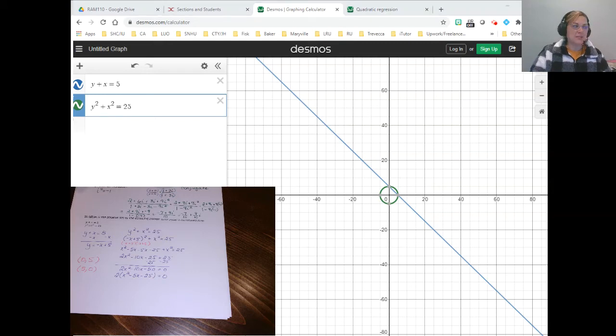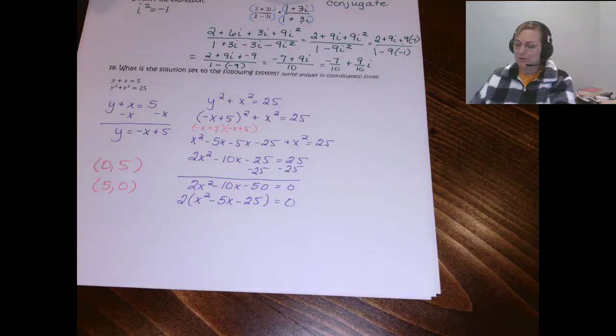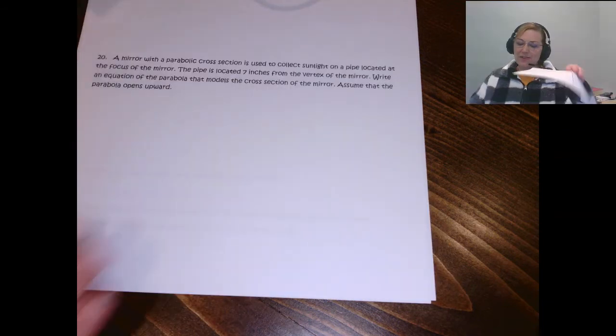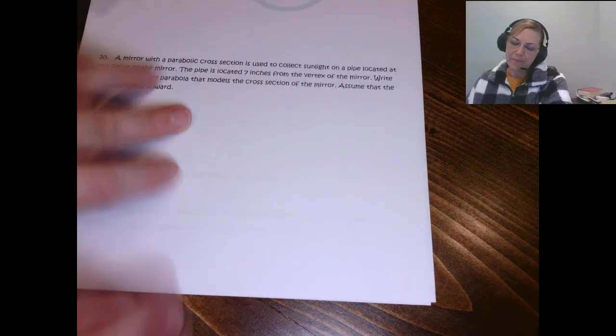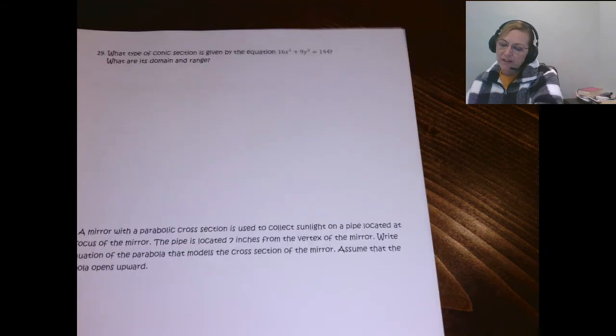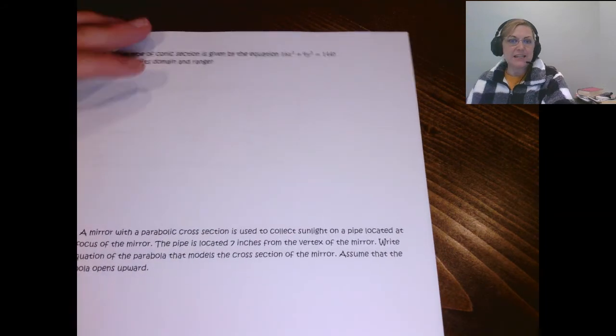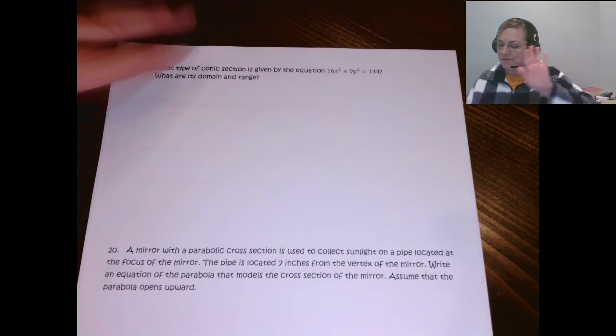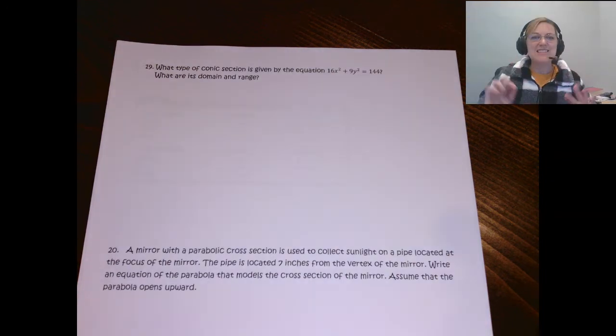So, okay, switching back over to my document camera because we're making great progress, friends. We've got a little bit more to go. What type of conic section is given by this function? I'm sorry, not function, by the equation. What is its domain and range? Can you guess where we're going with this? You're right. Go back to that Desmos calculator.